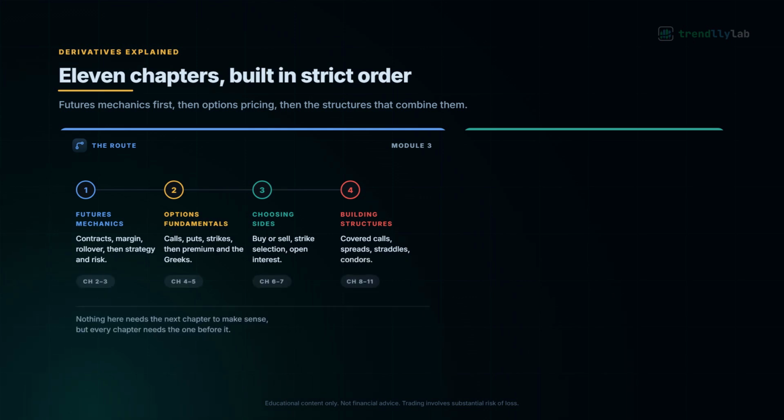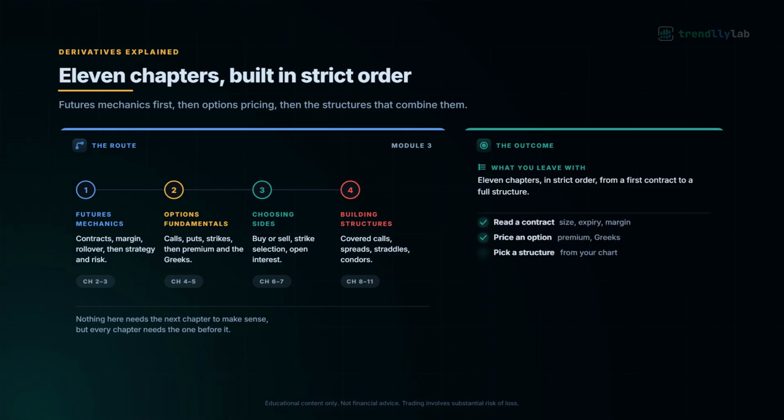And the note says nothing here needs the next chapter to make sense, but every chapter needs the one before it. The outcome, what you leave with. 11 chapters, in strict order, from a first contract to a full structure. You will read a contract, meaning size, expiry, and margin. You will price an option, through premium and the Greeks. You will pick a structure from your chart.